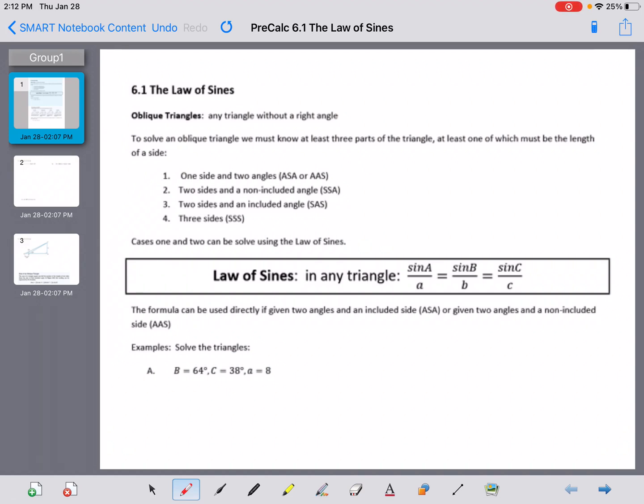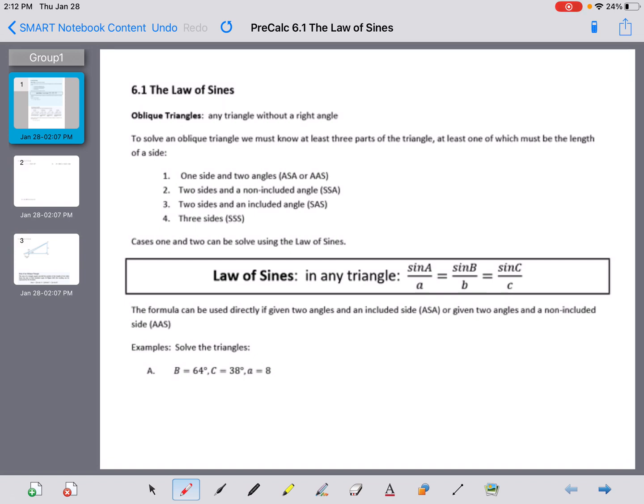All right, starting chapter 6. And in chapter 6, we're going to start with some triangles and the law of sines. Law of sines, law of cosines, we had touched on real briefly in geometry, but now we're going to go a little more in depth. And we use these for oblique triangles, any triangle without a right angle.